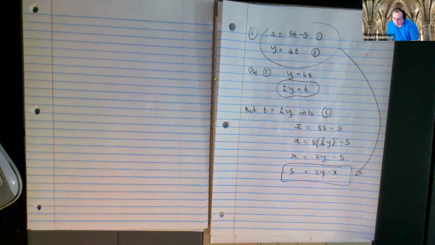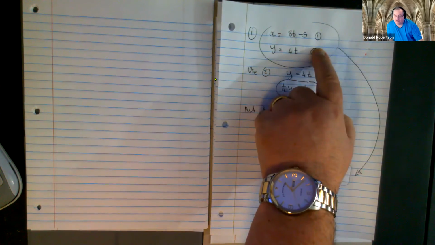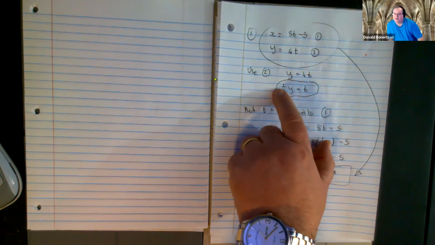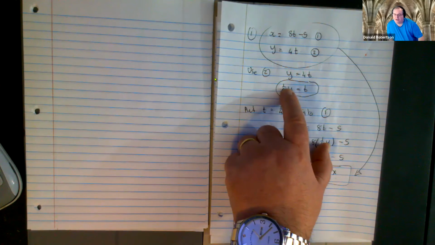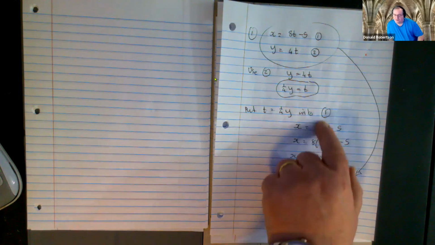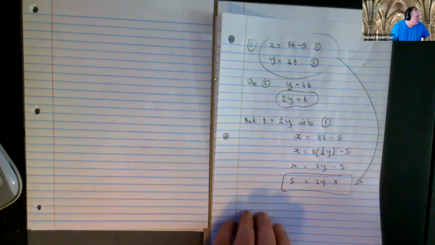So that's one of the strategies. Pick one of the two equations and choose whatever you like. I'm picking this one, and rearrange it so t equals something. And whatever that something is, plug it into the other equation. And hey presto, you've got your equation with x's and y's and no more t's, right? They've all gone.